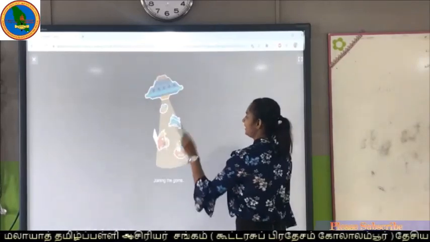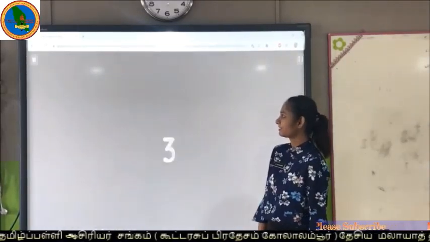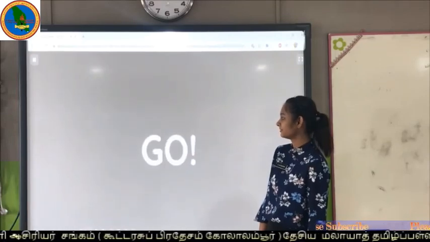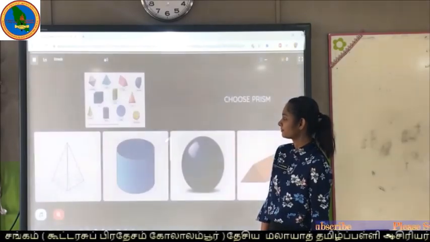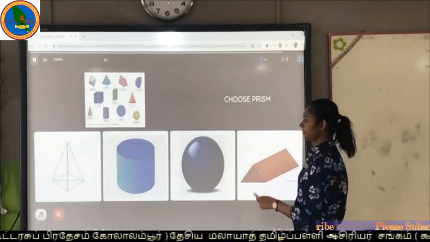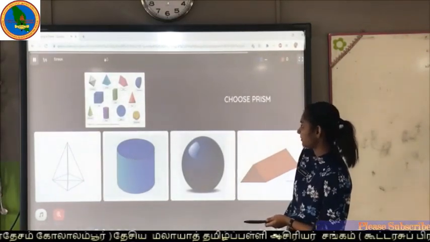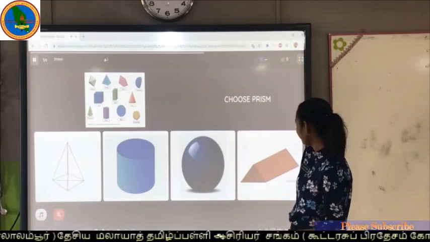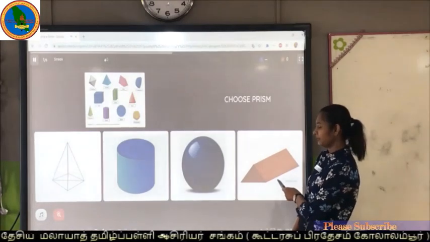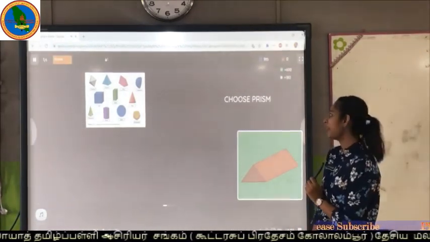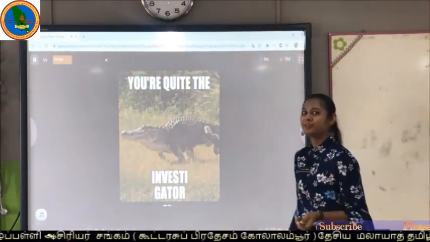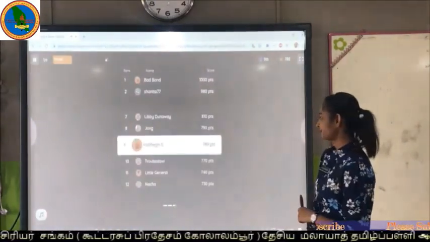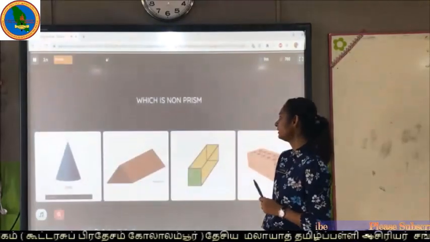Now let's move on to the last part of this lesson, that's the quiz. Come on children, let's start playing the game. Choose the prism. We have 4 shapes. Which one is the prism? I guess this is the prism. Correct. We have a triangular prism. Yeah, let's move on to the next.